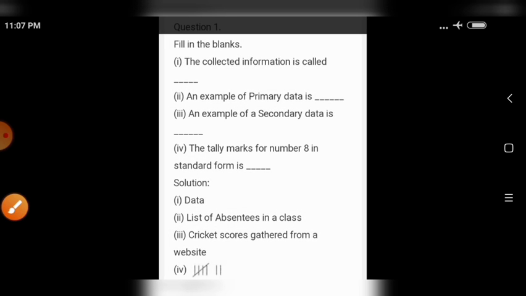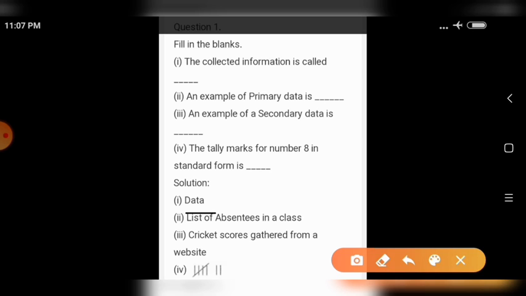Next chapter is data handling. What is meant by data handling? We are collecting some information. That is data handling. In our class, how many students get more than 90 out of 100? This is some collection of data. Collected information is called data.